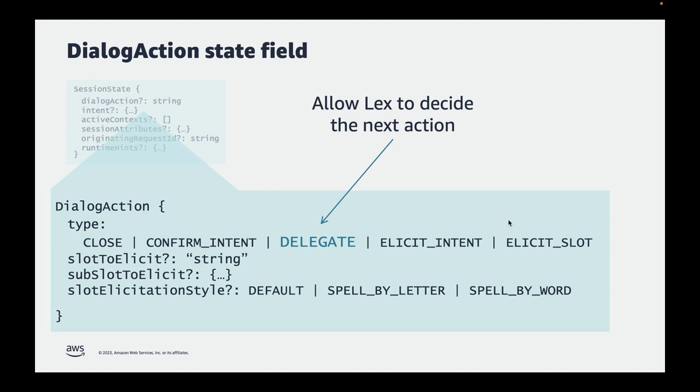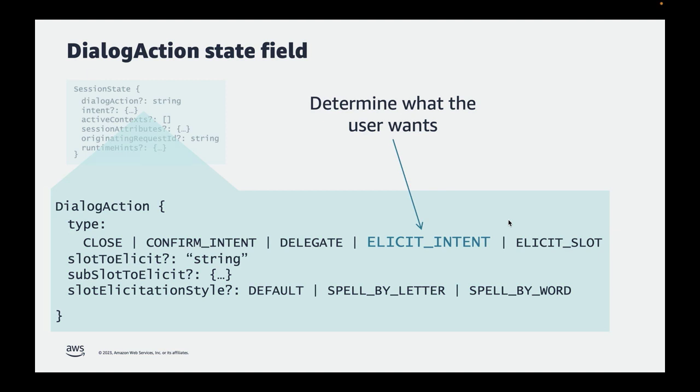Delegate says, hey Lex, whatever you have in your configuration that we set up at build time that you think is the next step, you go on ahead and take it. So it delegates back to Lex to decide what to do next rather than you explicitly telling it. Elicit intent puts us back to trying to match the intent based on the next thing the user says. So for instance, we've mentioned confidence scores in the interpretations. If they were too close, we might want to push it back and say, right, let's ask the user again what they would like. Or if we've completed one intent, we may want to say, hey, is there anything else we can do for you?